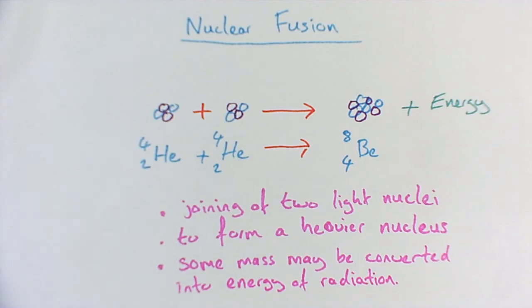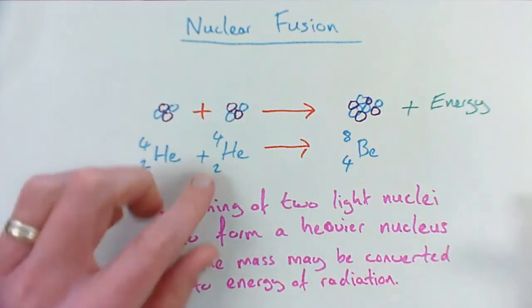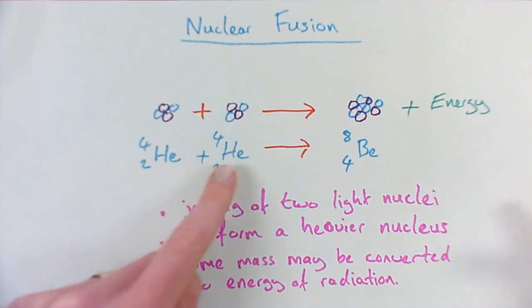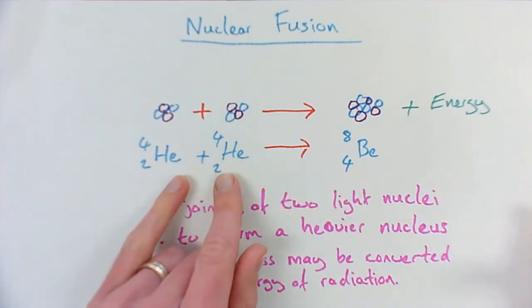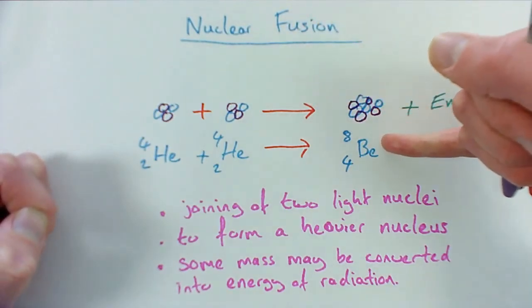Now, you might have in a question a different fusion drawn, but you're just looking at this fact: 2 light nuclei, you have your 2 smaller ones on this side. They might be different, might be a helium and a hydrogen, and you'll have to think about what the product will be. But there are 2 light nuclei fused together to form a heavier nucleus.